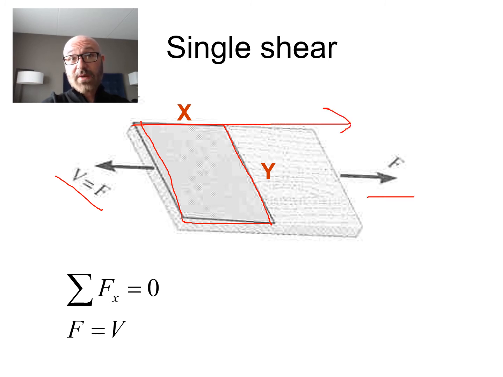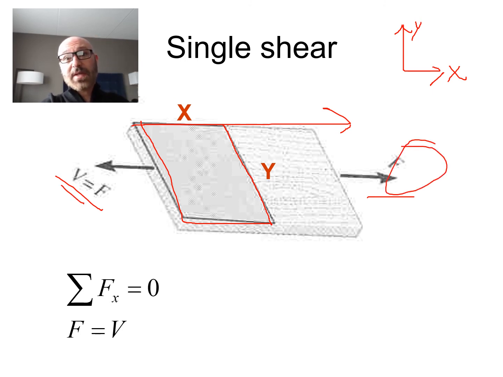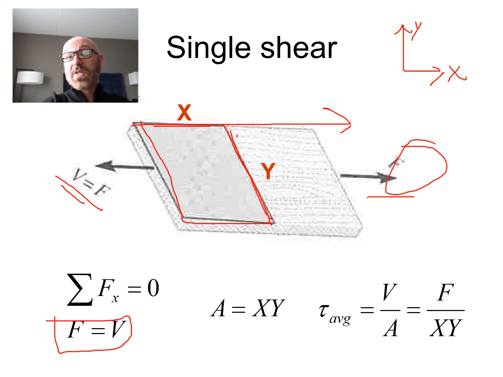So we have a force F and we have our V right there. Again, what are we considering positive and negative? Maybe we're considering x positive to the right and y positive going up. With x positive going to the right, this F is going to be positive and this is going to be a negative V, so F minus V equals 0, or F is equal to V. From there, we also need our cross-sectional area. We can say this is x times y, base times height, which gives us our cross-sectional area, and then this relationship for our average stress when we plug in A being x times y.